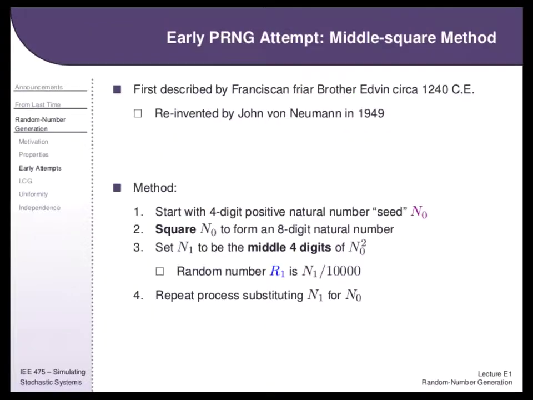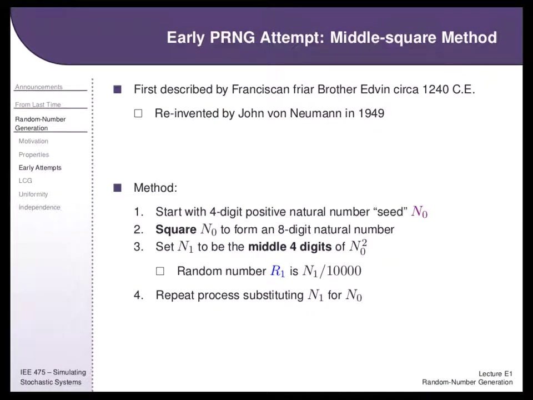Well, again, when they're first coming up with nuclear weapons, these were some of the first ideas that they came up with. And so this middle square method was sort of an early attempt. And it was like, what if we start with a 4-digit seed, and we're just going to square it to make it into an 8-digit number. And then we'll take the middle 4 digits of that 8-digit number. If we divide that by 10,000, that will be our random number between 0 and 1. And then we'll use that in an iterative process as the seed for the next iteration.